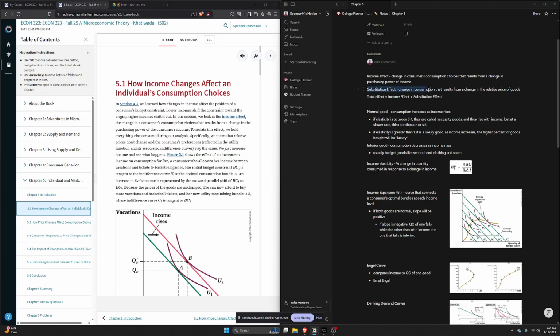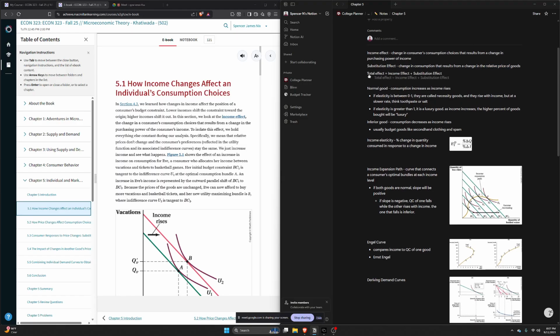And then the substitution effect is the change in consumption that results from a change in the relative price of goods. This is when the price of one good changes and the other one doesn't. So the price of goods relative to each other is what that means. And then the total effect on the graph is just the income effect plus the substitution effect.